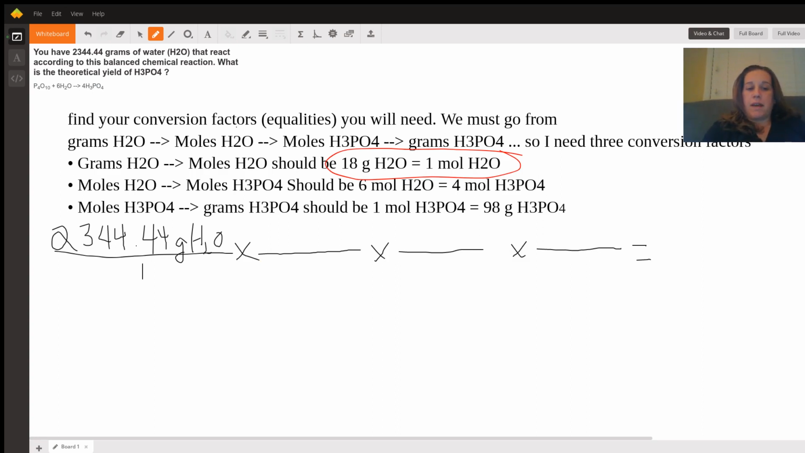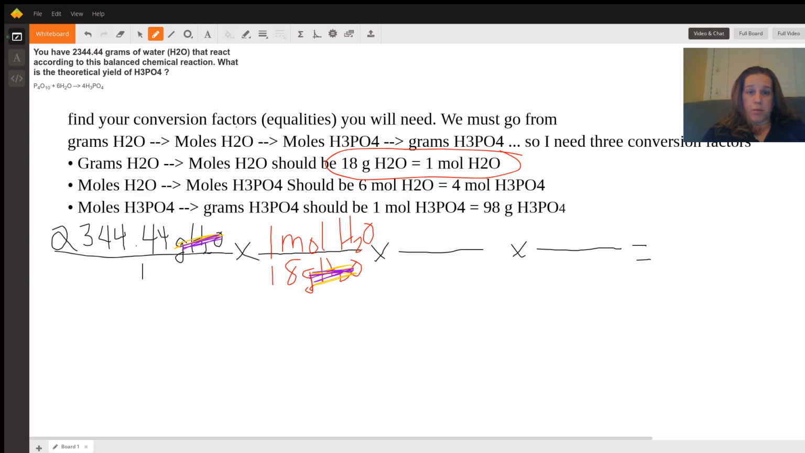So grams right now is on top, and I'm going to put that as a denominator. So my 18 grams of water is equal to 1 mole of water. What that's going to do is cancel out my grams of water. That's a bad color. So right now I am left with moles of water.